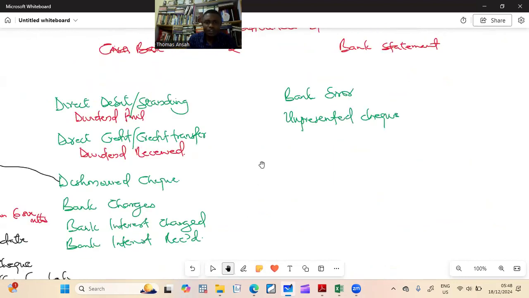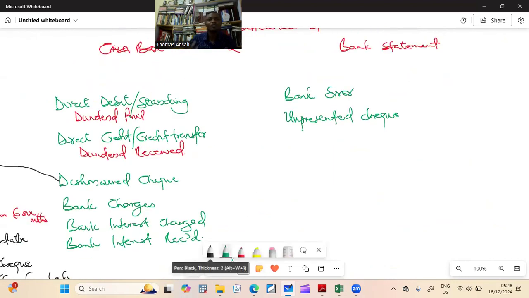Then what else? The same way, if a customer gives you a check, in your cash book what will you do? You will debit your cash book because you have received a check. But it is up to you to take it to the bank so that the bank will credit your account and increase your bank account balance. But you have not done that. That one too is called an uncredited check. So it is you receiving a check which you have recorded in your cash book, but you have not taken it to the bank.